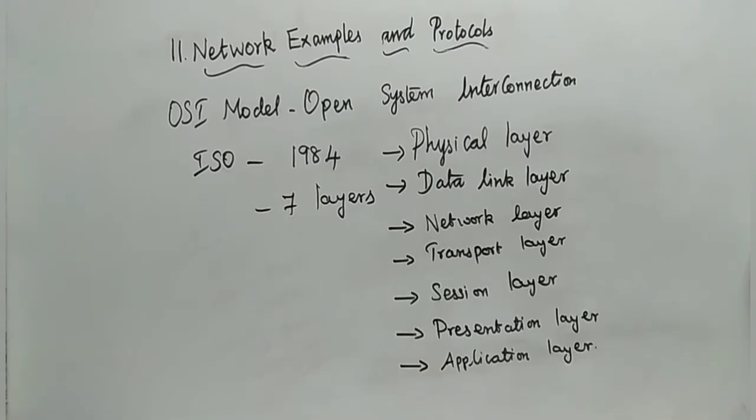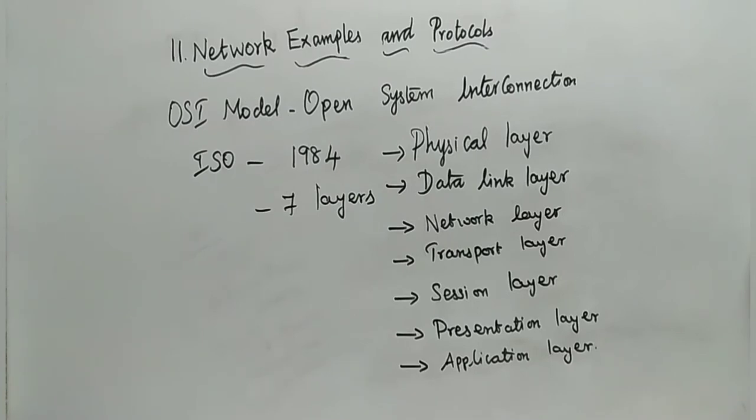To recap: the first one is the physical layer, next the data link layer, then the network layer, the transport layer, the session layer, the presentation layer, and the last is the application layer. So these are the layers we have.